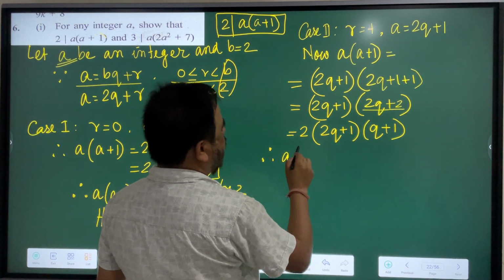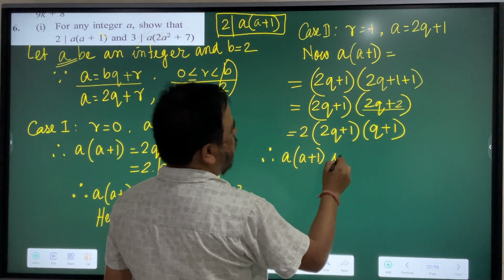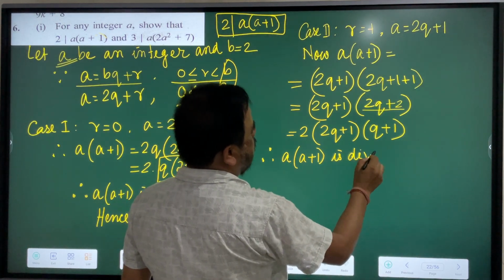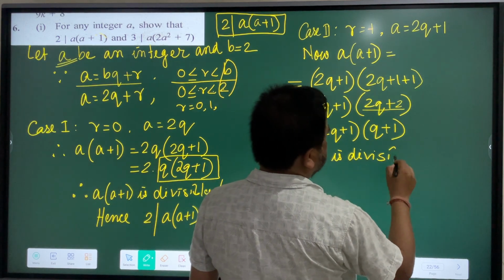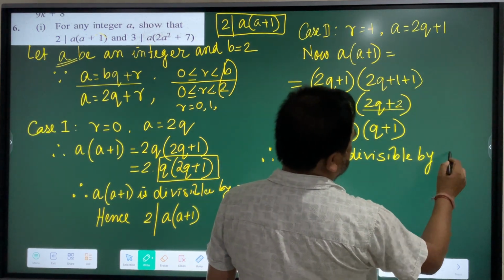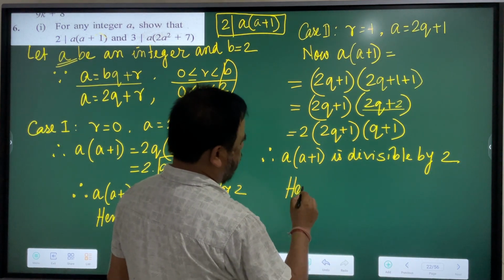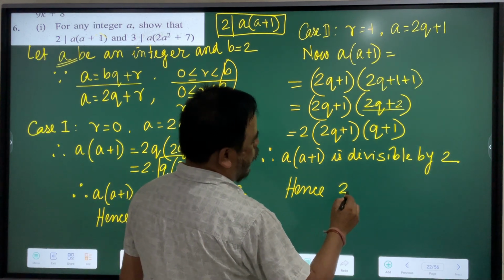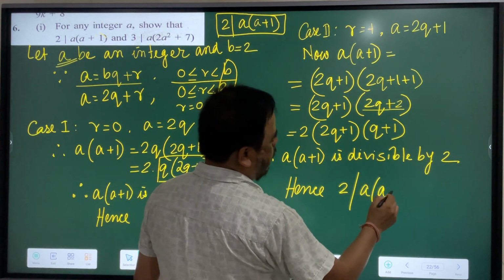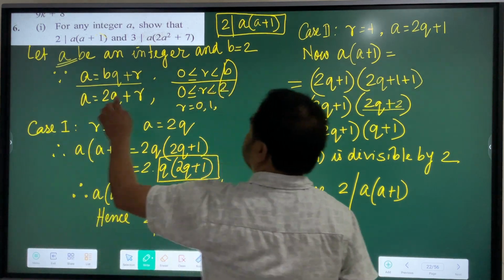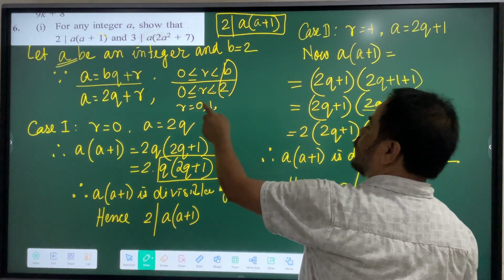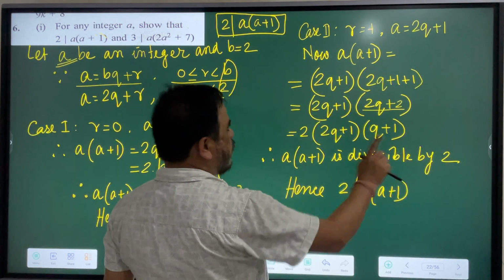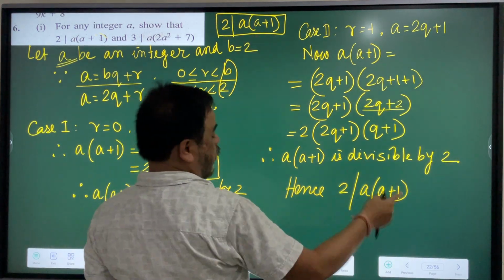Therefore, a into a plus 1 is divisible by 2. Hence, 2 divides a into a plus 1. So by putting R equals 0, it is divisible by 2. By putting R equals 1, also divisible by 2. This is finished. Now the second one we will see.